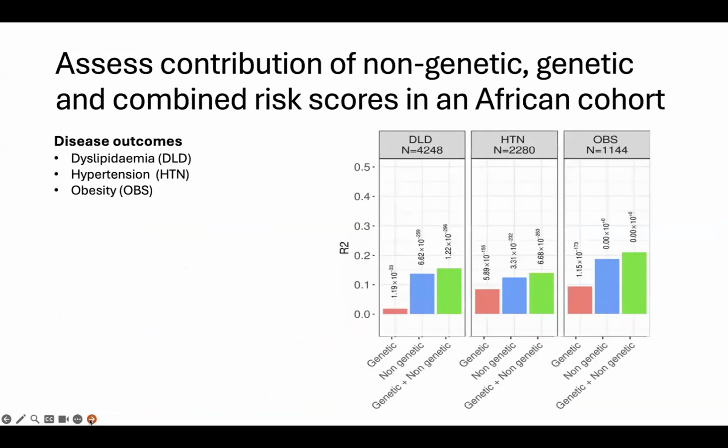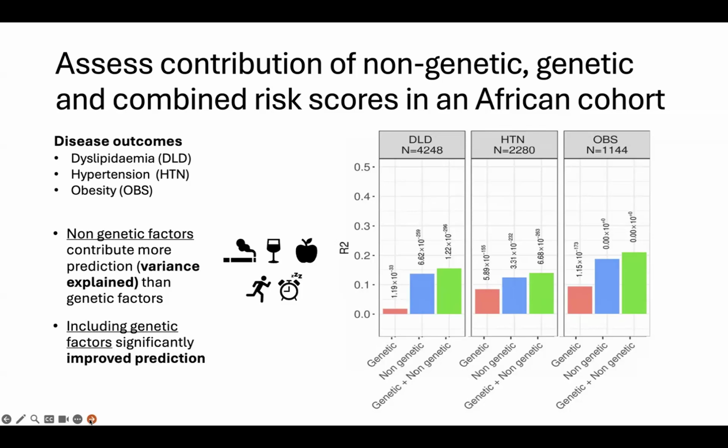So the traits that she looked at were dyslipidemia, hypertension, and obesity. And the non-genetic factors that were taken into consideration were smoking, alcohol, diet, exercise, and sleep. And what you can see when you look at those graphs, the red is the genetic prediction. The blue is the non-genetic prediction. So you can see non-genetic things contribute more to your risk for these conditions. But if you combine the two, you get a better prediction, which is the green.